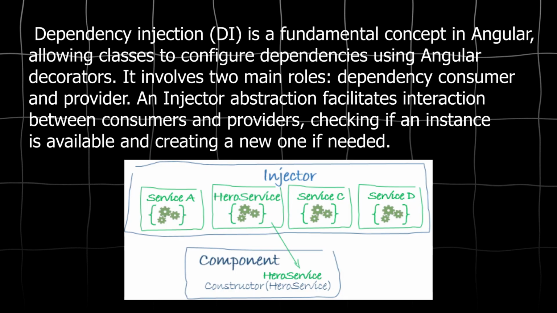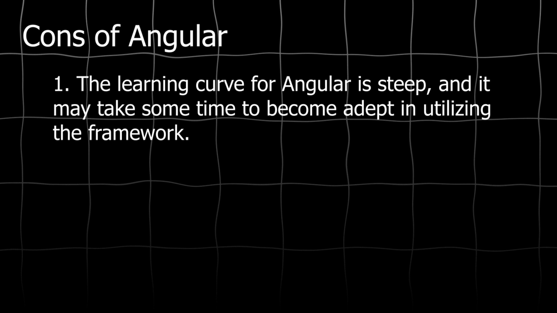3. Dependency injection. DI is a fundamental concept in Angular, allowing classes to configure dependencies using Angular decorators. It involves two main roles: dependency consumer and provider. An injector abstraction facilitates interaction between consumers and providers, checking if an instance is available and creating a new one if needed.